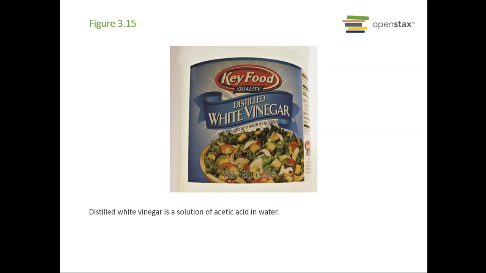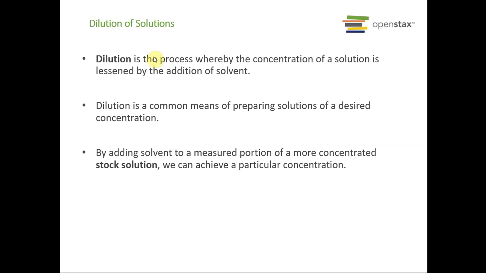Acetic acid, I'll tell you right now, is typically found in units of percent by weight, and it's 5% vinegar in water. Anyway, dilution is the process whereby the concentration of a solution is lessened by the addition of a solvent. If you have lemonade that's too strong, you add more water to it, and you've diluted it. Dilution is a common means of preparing solutions of a desired concentration. By adding solvent to a measured portion of a more concentrated stock solution, we can achieve a particular concentration.